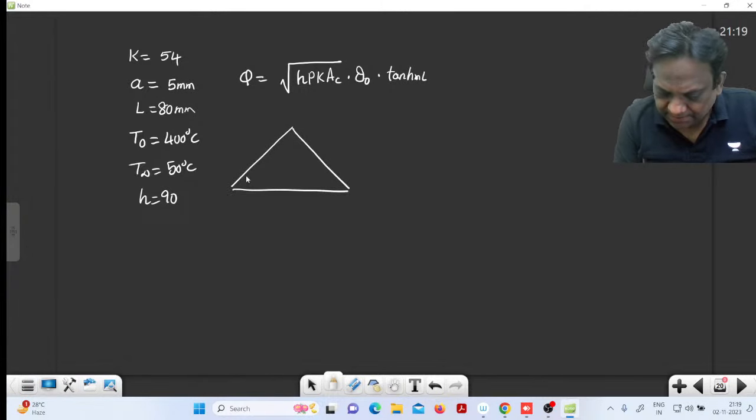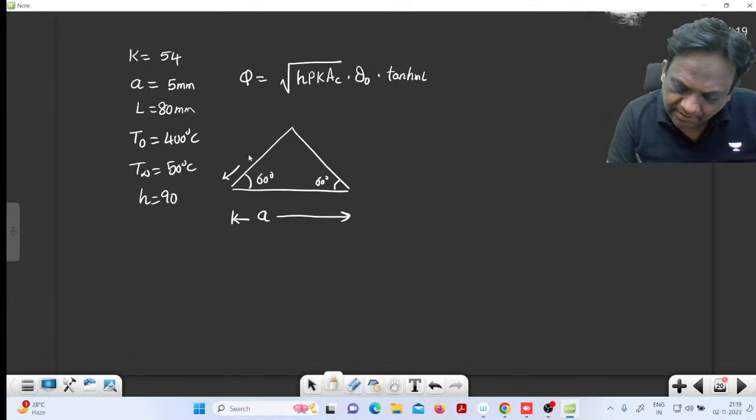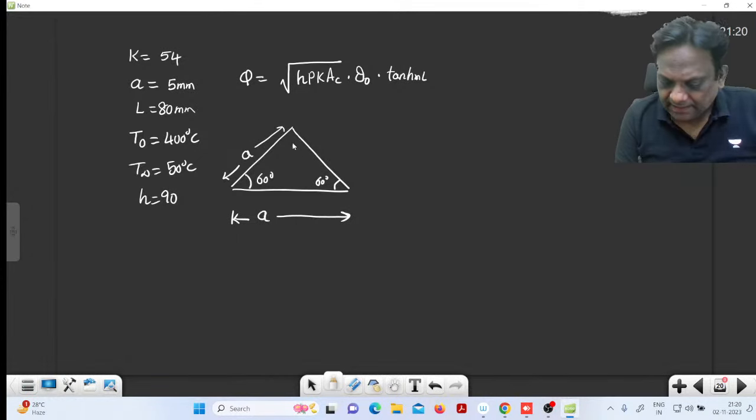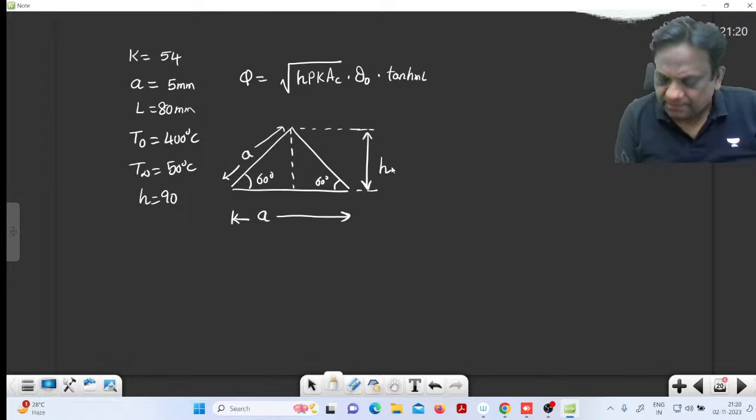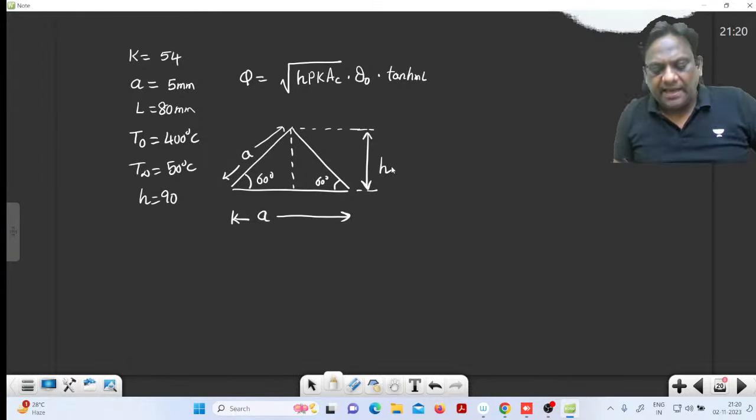It is an equilateral triangle. In an equilateral triangle every angle is 60 degrees and the side is given as A, and you know all sides are equal in an equilateral triangle. Okay, can I calculate this height? Easily I can calculate.